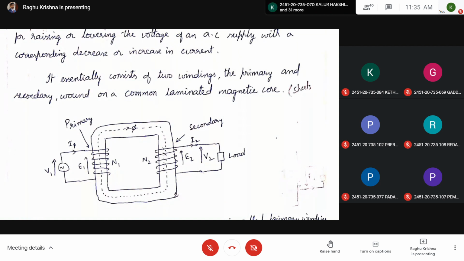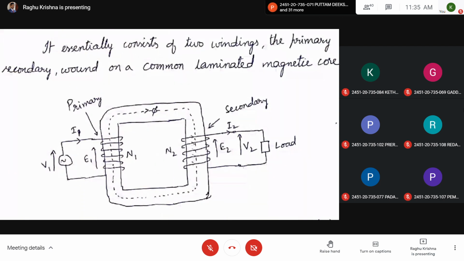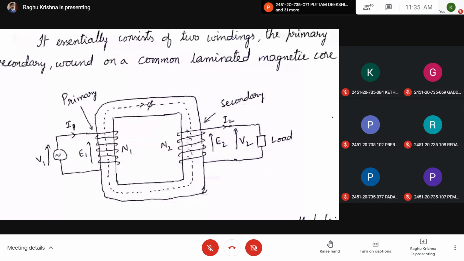so what is meant by primary and what is meant by secondary? So here the winding which is connected to supply is called primary. The winding connected to the AC source. So here the AC source is V1. V1 is the AC source. So here the winding connected to the AC source is called primary winding or simply primary.